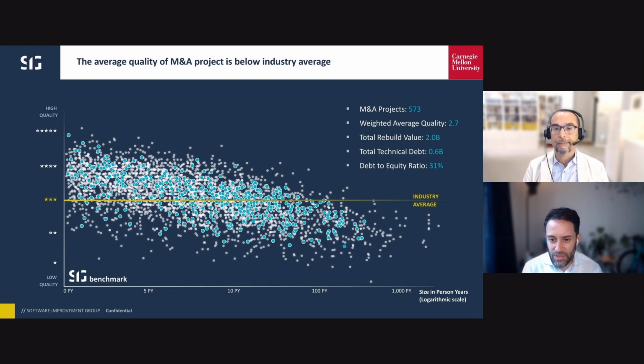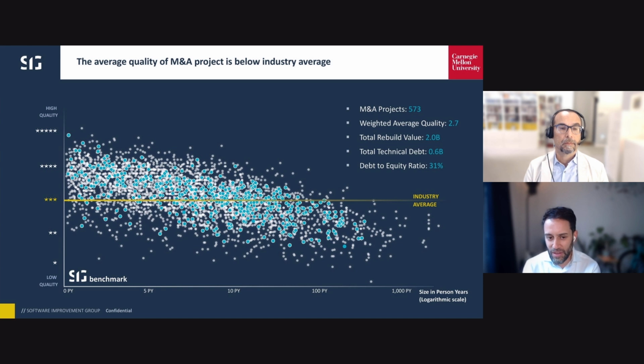So of the 573 systems that we've seen, we see that the weighted average quality is 2.7. So that's actually below the industry average. And you may think that's just 2.7 to 3.0 stars, what does it matter? It matters quite a lot. So on the total build value, if you would combine everything, it would be 2 billion. And the total technical debt would be more than $500 million to remediate.